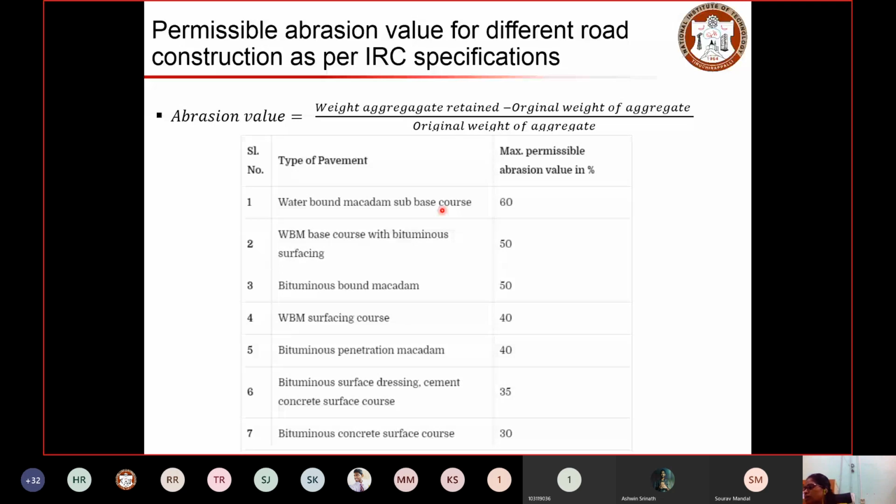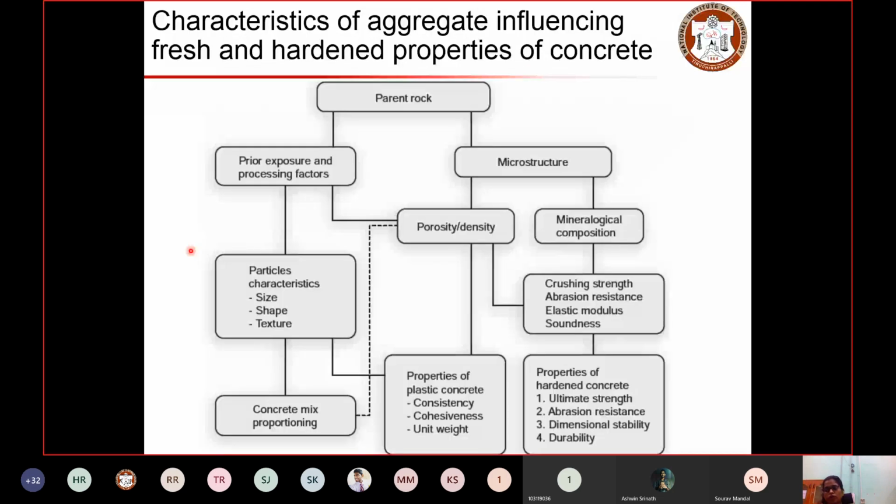Right. And now we look at characteristics of aggregates which could influence the fresh and hardened properties of concrete. So we know that typical normal aggregates occupy almost 75% of the volume of concrete. So in concrete, about 75% is aggregate. Since it has a huge role, it influences the fresh and hardened mechanical properties of concrete. So this illustrates how the different properties of aggregate influence the different properties of concrete.